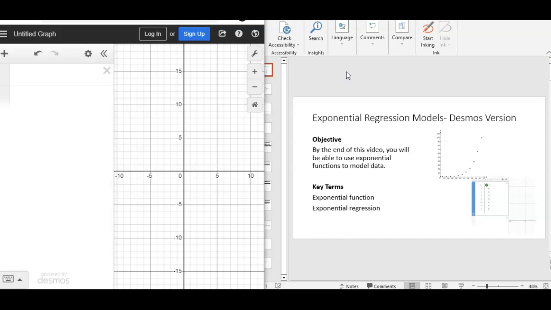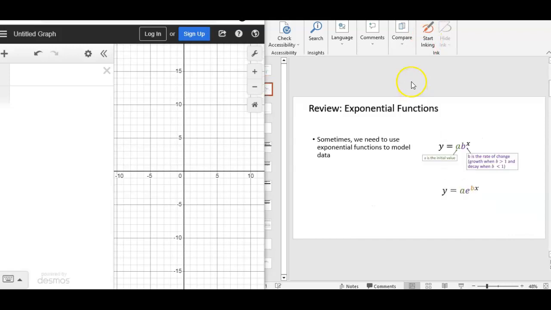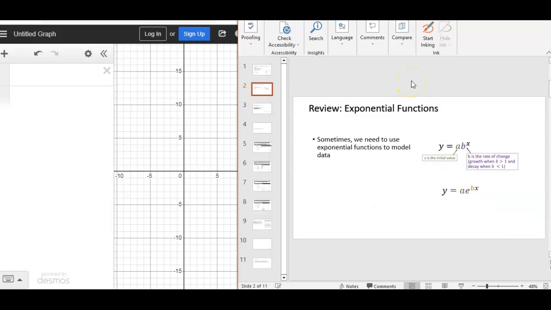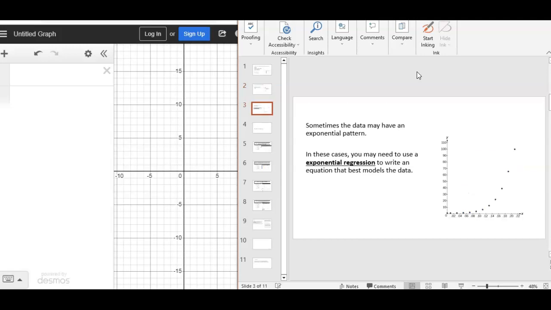So in this video, we're going to talk about how to do exponential regression models using DESMOS. So remember that sometimes we need to use exponential functions to model data. Remember that exponential functions have the form y equals a times b to the x. Remember we can also have functions that use e as the base, and they have the form y equals a times e to the bx.